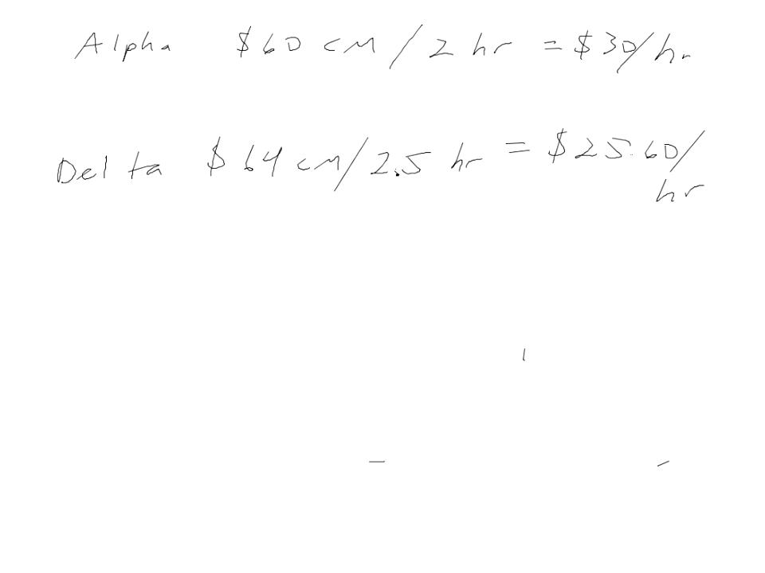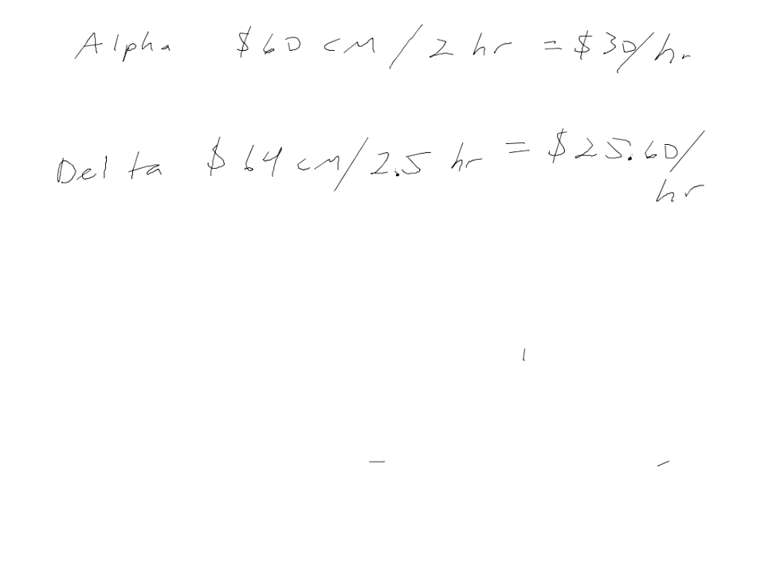So again, at first glance, delta looks like the better product. It has a higher sales price, has a higher contribution margin, but it takes them longer to make a delta, 2.5 hours, versus 2. So delta actually has a lower contribution margin per hour than alpha does. Alright, so the question is, what's the optimal production schedule?